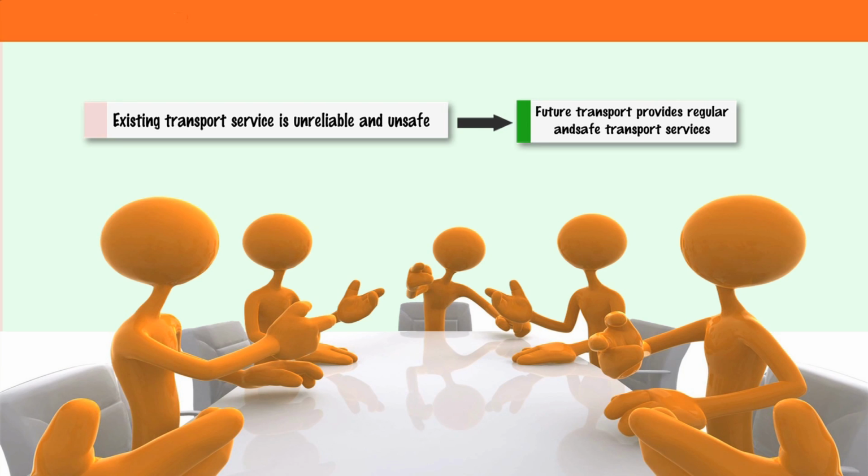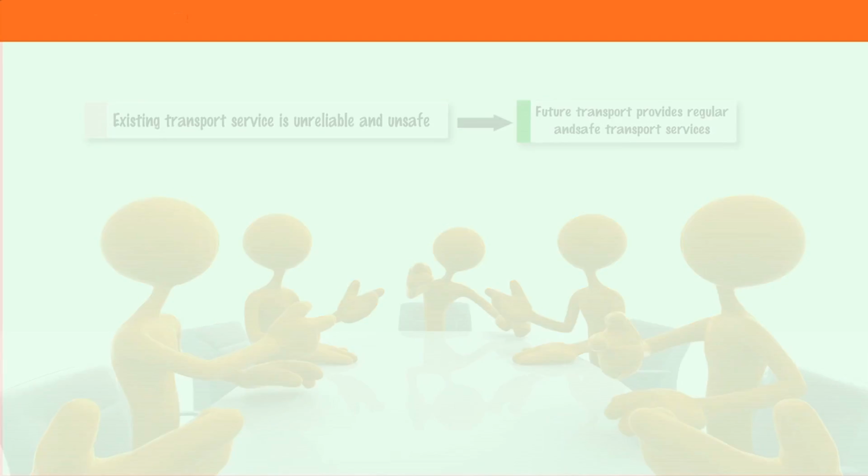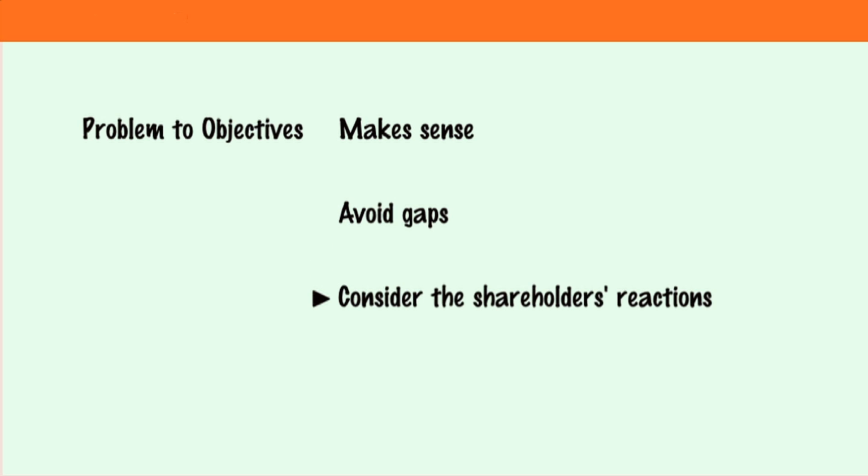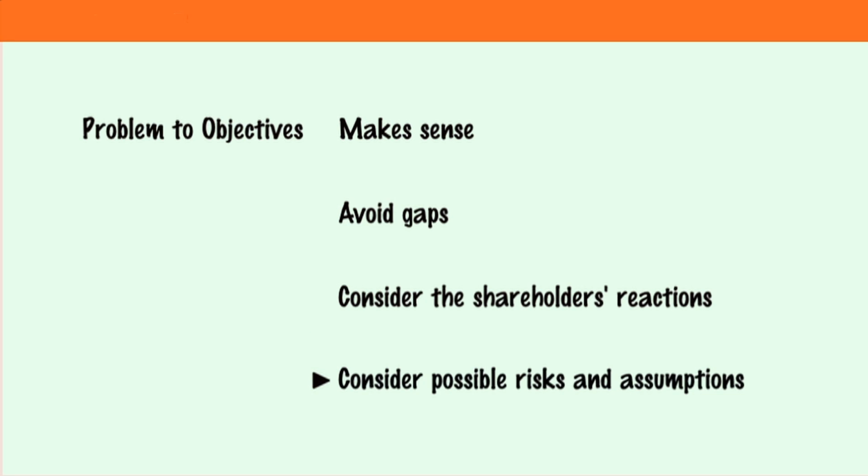In the transformation from the problem tree to the objectives tree, you should ensure that its objective should make sense as an improved state. It should be realistic and achievable. Avoid gaps. Have we left out any other objective that would be needed to reach an improved condition? Consider the stakeholders' reactions. Consider possible risks and assumptions.